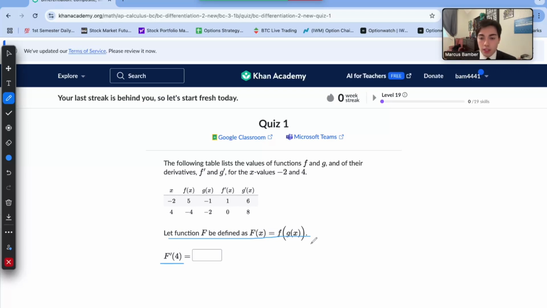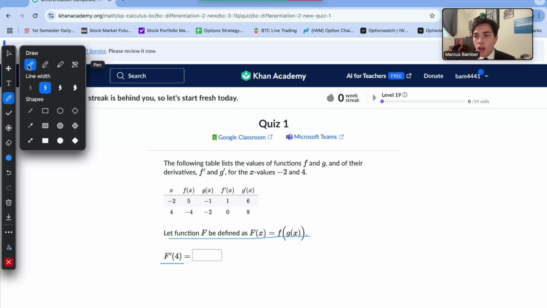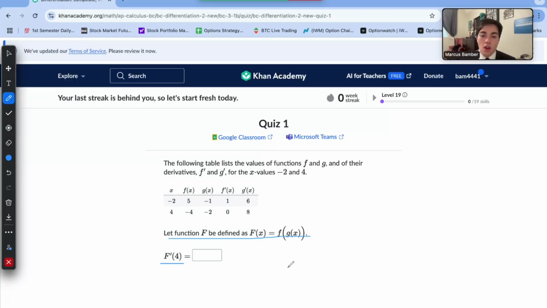When we're dealing with derivatives of composite functions, we're simply going to take the derivative of the outside function with the inside function inside of it, times the derivative of the inside function. So this is also known as the chain rule, and how that looks is this. We're going to now have the derivative of f of g of x, regular g of x, not an apostrophe.